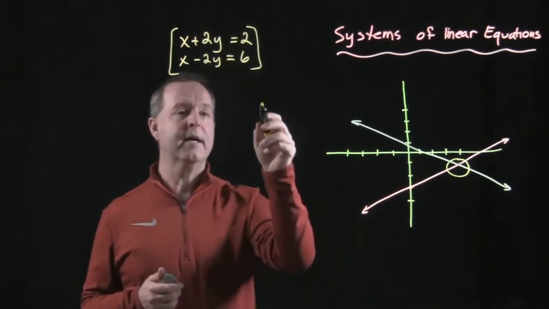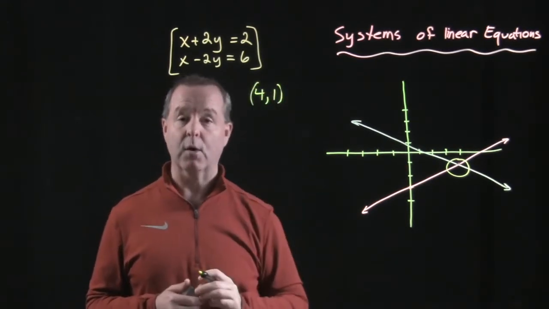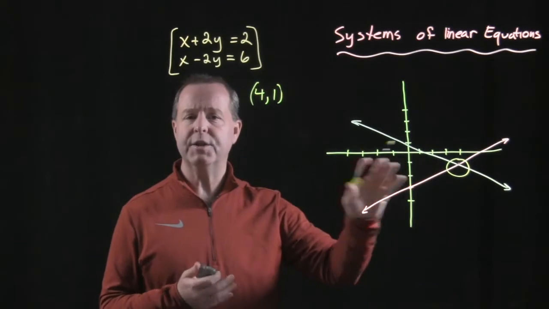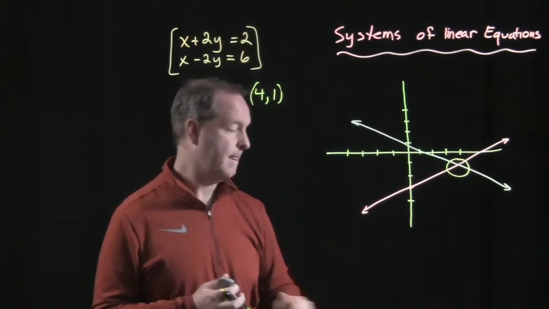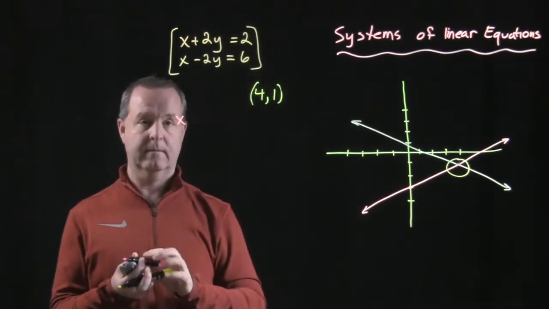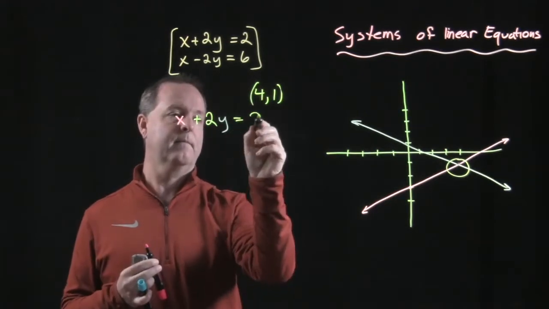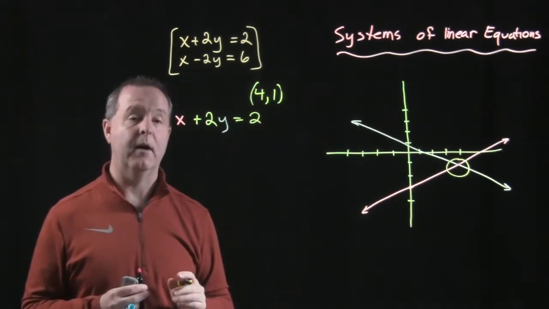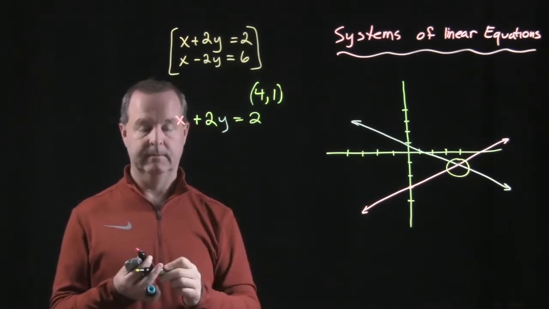So imagine that I'm curious about the point (4, 1). That's a coordinate point, meaning it's a location on my graph. Is this a solution to both of these equations? Well, what we would look at doing then is let's look at that first equation up there and let's put in 4 and 1 and see if that makes it true.